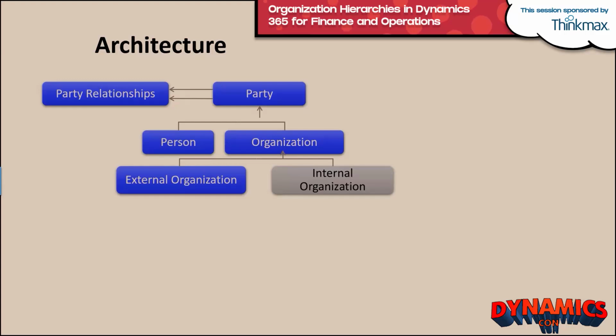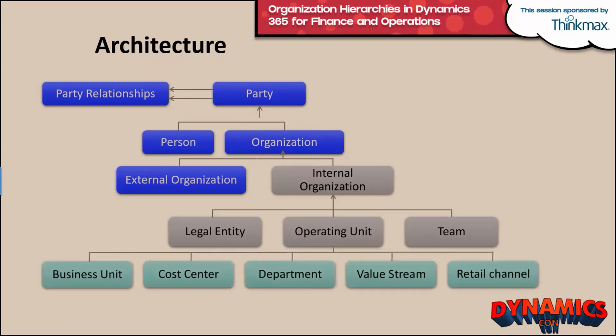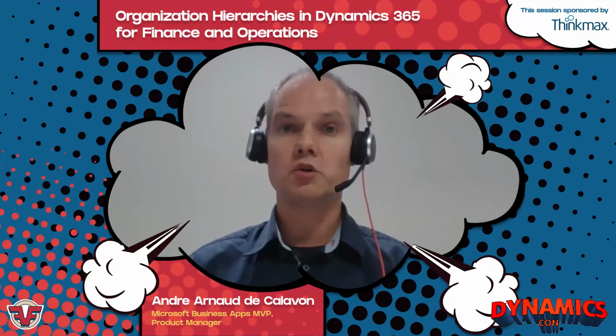A step deeper, if you look at the organizations, then we can have external organizations like a customer, a vendor, whatever, but also internal organizations. And an internal organization, for example, can be a legal entity, but also, for example, an operating unit or a team in the system. A legal entity is just a kind of the company where you want to register some data, and operating units can be defined into 5 different types. It could be a business unit, a cost center, department, a value stream, and a retail channel. And good thing is that we can use those operating units and legal entities for the organization hierarchies, but we can also enable them all as being a financial dimension in the system.